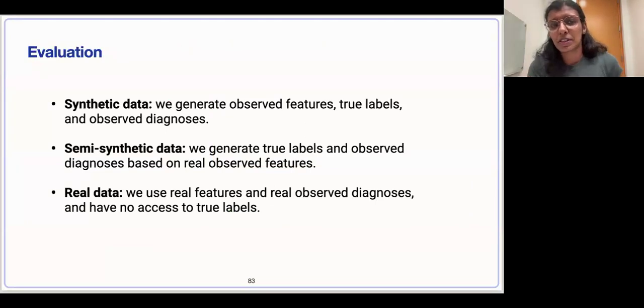One thing that's quite interesting in this work is that evaluation for underreported outcomes is quite challenging because you rarely have access to ground truth. So we evaluate PURPLE in 3 ways. We first use synthetic data, where we generate the observed features, true labels, and observed diagnoses. Second, we look at semi-synthetic data, where we generate true labels and observed diagnoses based on real observed features. And finally, we move to real data, where we use real features and real observed diagnoses, but have no access to true labels. So our validation of PURPLE takes this three-prong approach. Today I want to talk about our real data results, but of course we have the synthetic and semi-synthetic data results in the paper.